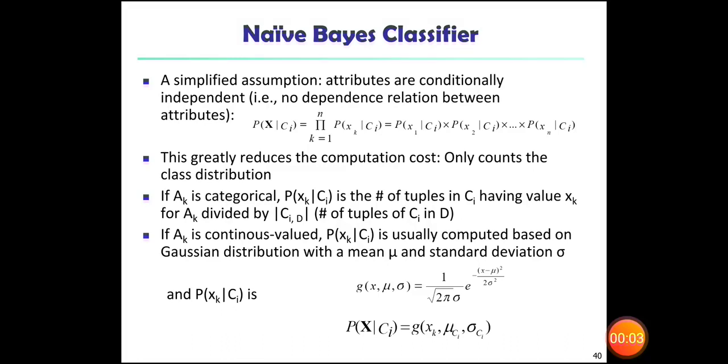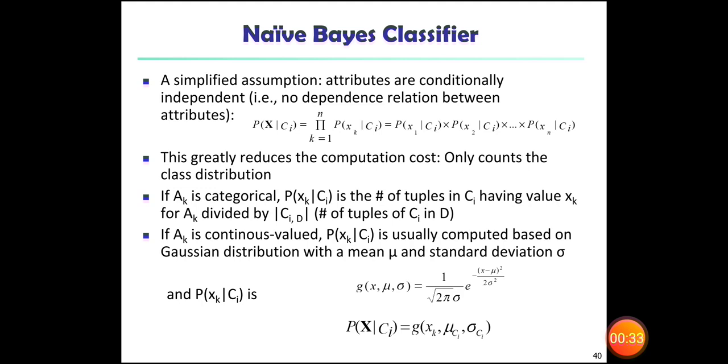Good morning. Today we'll discuss the Naive Bayes classifier. In the previous class, we discussed the Naive Bayes classifier introduction. Today we'll discuss the same Naive Bayes classifier with some examples. A simplified assumption is that attributes are conditionally independent, meaning there is no dependent relation between attributes.